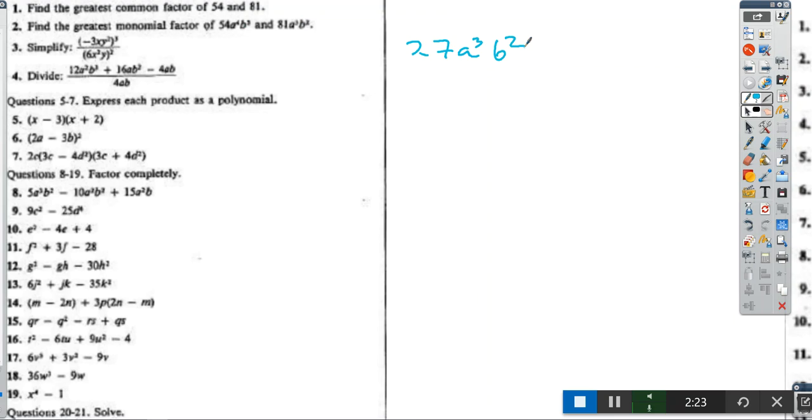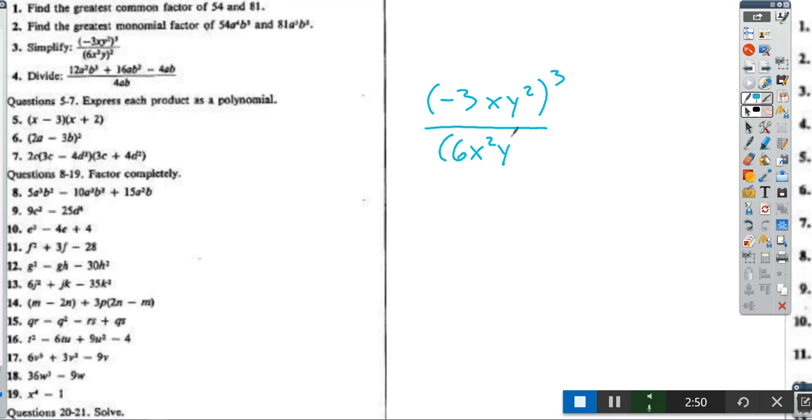Number 3, simplify. And it says simplify because I can't solve it since it doesn't have an equal sign. So the first thing I'm going to do is rewrite the problem. So we have negative 3xy to the second, to the third, over 6x squared y. That whole thing is squared.